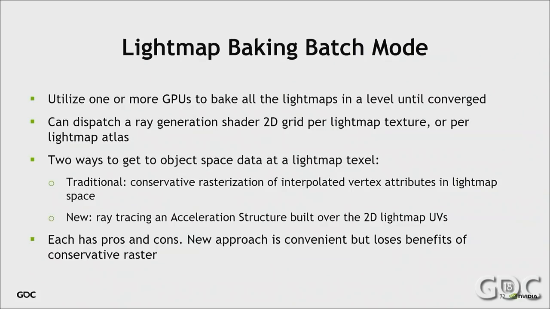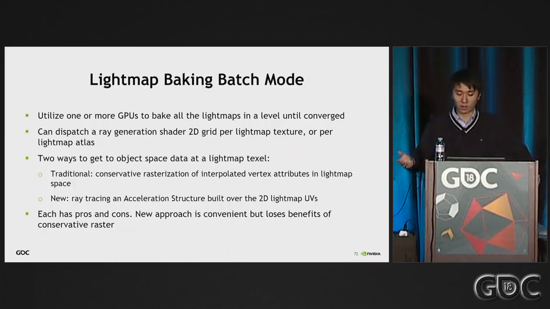As for the in-editor preview mode, we can also do batch baking to basically bake all the light maps in a given level, with one or multiple GPUs, until they're converged. And here we'll need to dispatch a ray generation shader with a 2D grid per light map texture or per light map atlas. For shooting rays for path tracing, we'll need to get the per texel shading attributes like positions and normals so we can start rays from some space in the world.